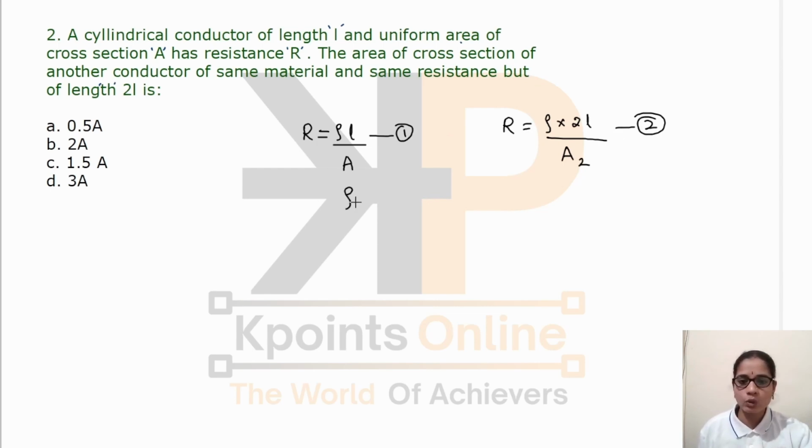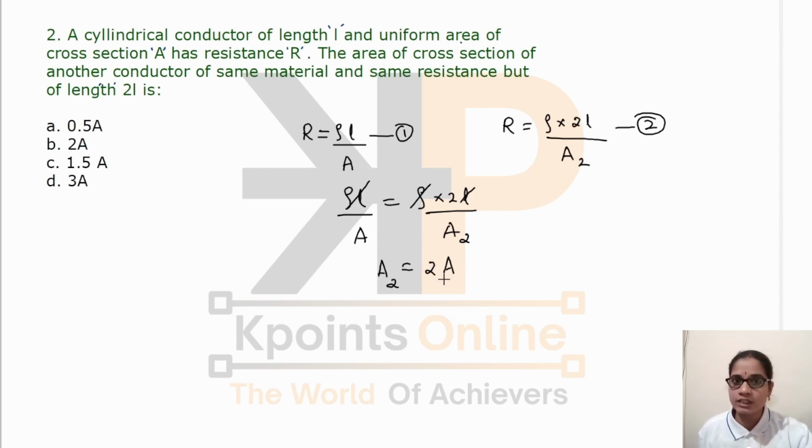As we know that both are having the same resistance, let us equate these two equations. We will get rho L upon A is equal to rho into 2L upon A2. So these rho L and rho L will get cancelled. So we will get A2 is equal to 2A, which means the area of the second conductor is equal to 2 times that of the area of the first conductor. So the right option will be B, that is 2A.